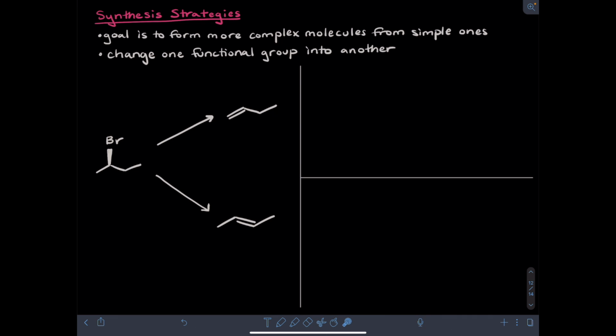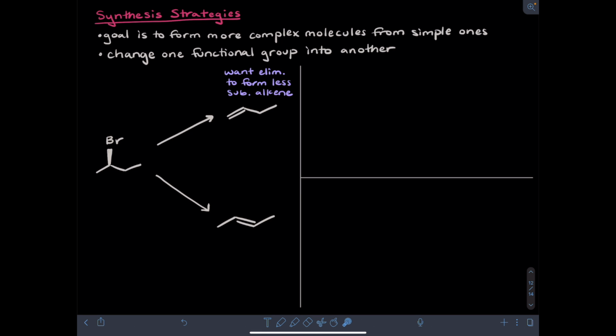Let's consider two synthesis problems. One where you're starting out with this alkyl halide and trying to make the following alkene, or in the other case, you're starting with the same alkyl halide and trying to make a different alkene. Let's focus on the top alkene first.